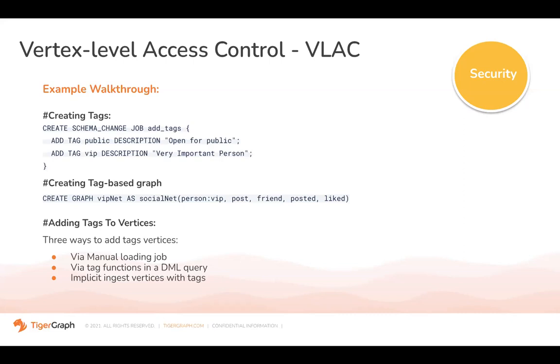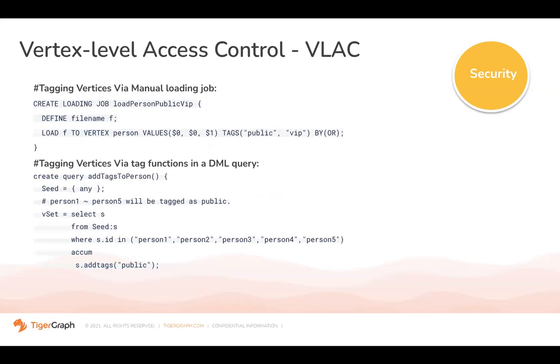And then once you have created the graph, the next job is to add tags to those vertices. And there are three ways to add tags. One is through a manual loading job. We have made changes to the loading job syntax to accomplish that. The second is we have included a number of functions to manipulate tags, and those could be used in a DML query to do the same. And the third thing is to implicitly ingest vertices with tags. So if you already have a tag-based graph, and you want to inherit all of those properties, that's a normal operation. So there are three different ways you can do that.